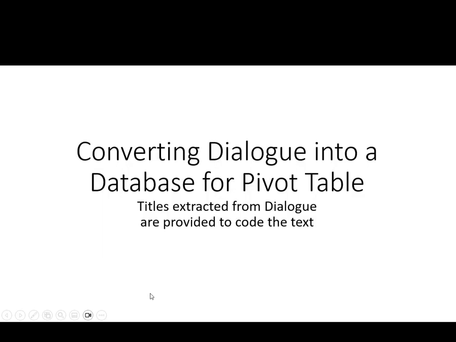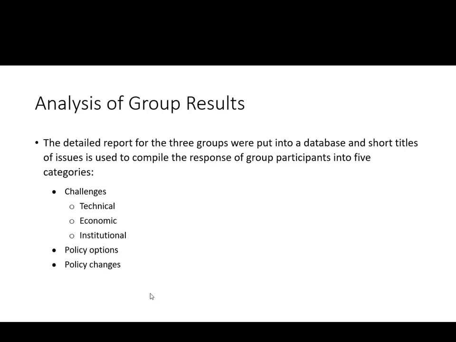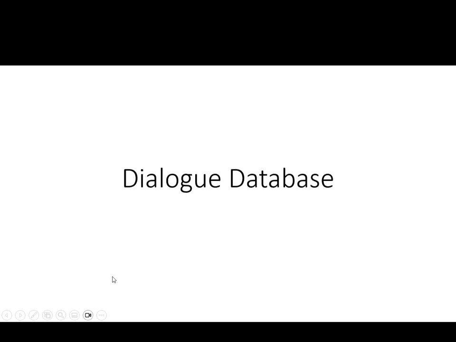Then I converted the dialogue into a database for pivot table, and I used keywords, or I call them here titles, extracted from dialogue to make a code for the sentences. The detailed report for the three groups were put into a database, and short titles of issues is used to compile the response of group participants into 5 categories. As you can see here, technical, economic, and institutional challenges, in addition to policy options and policy changes.